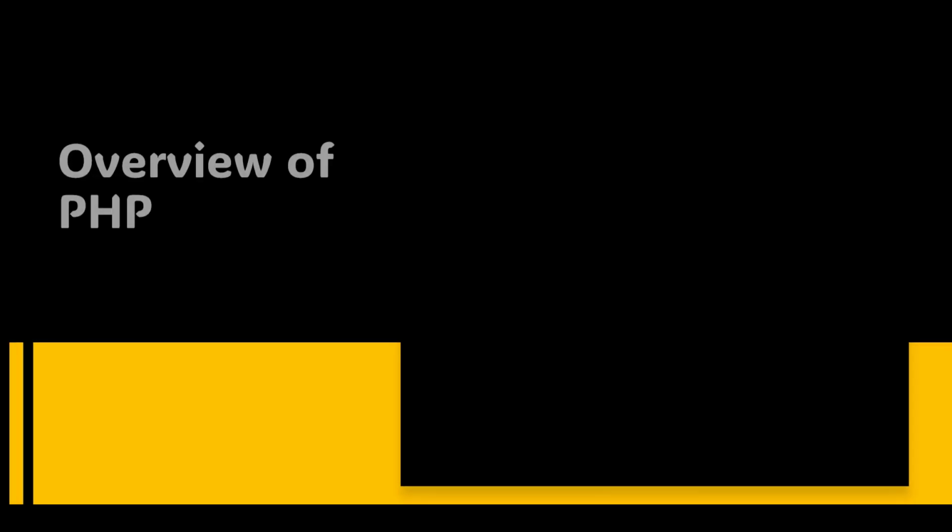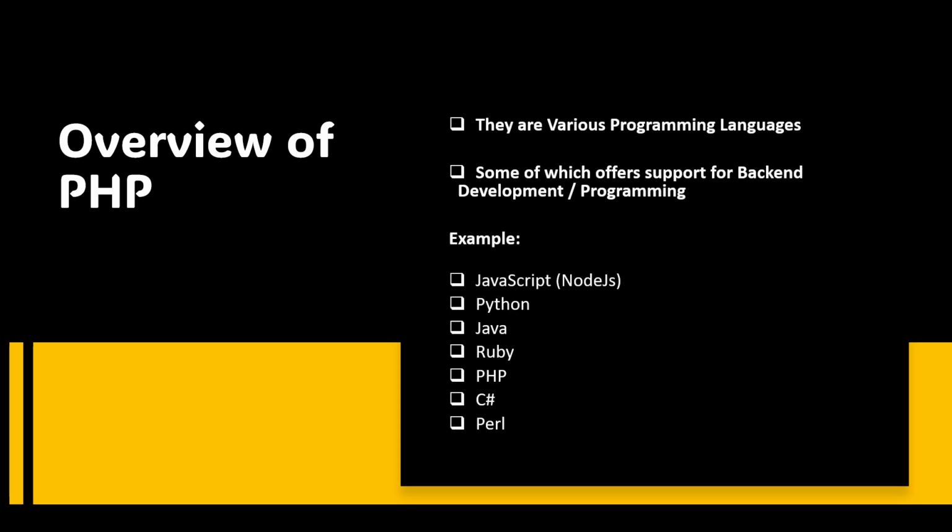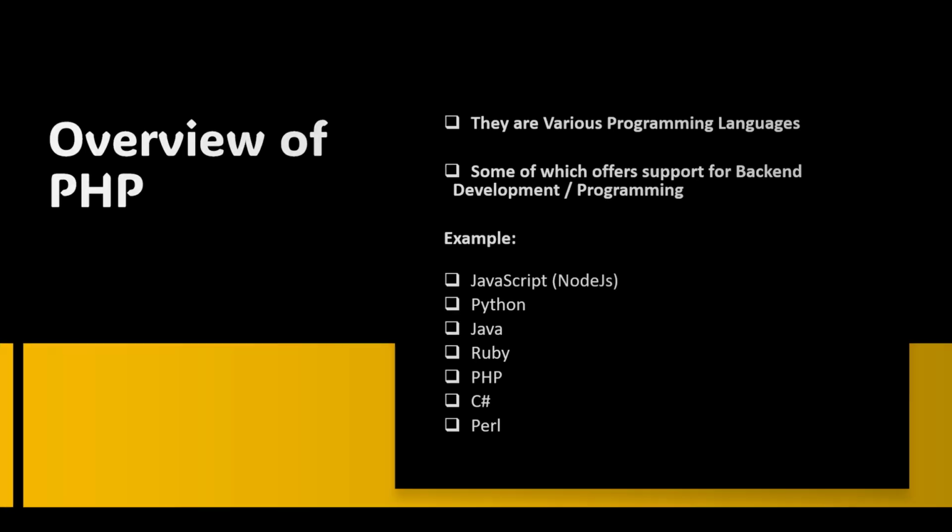There are various programming languages that offer support for backend programming and backend development. Some of them are JavaScript, by which I'm referring to Node.js, Python, Java, Ruby, C#, and Perl. And PHP is the guy of the moment. PHP allows support for backend development and backend programming.